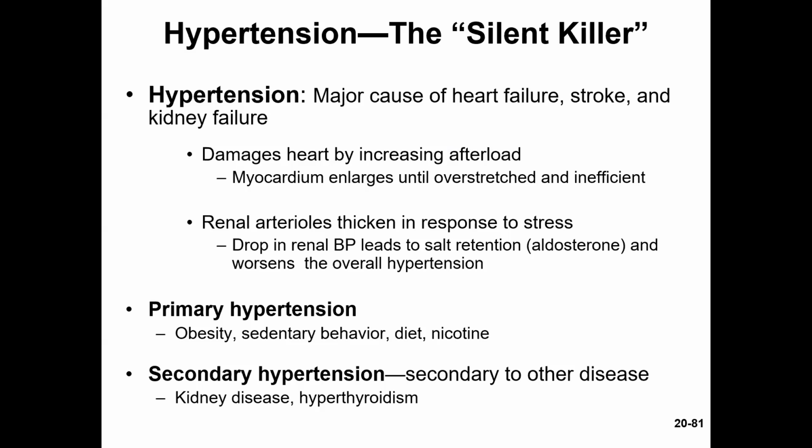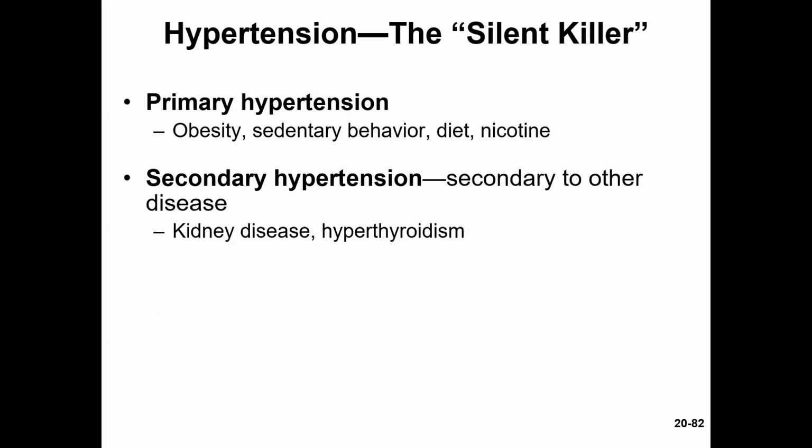Primary hypertension can be caused by obesity, sedentary behavior, diet, and nicotine. Secondary hypertension is secondary to other disease processes like kidney disease and hyperthyroidism. Primary, like we said, sorry, I'm not going to read this again.